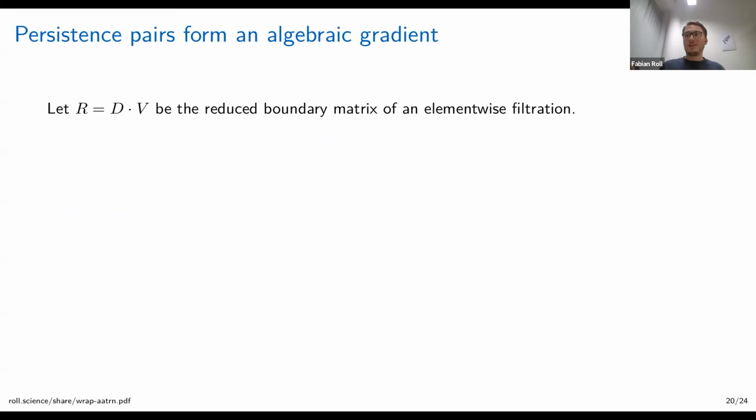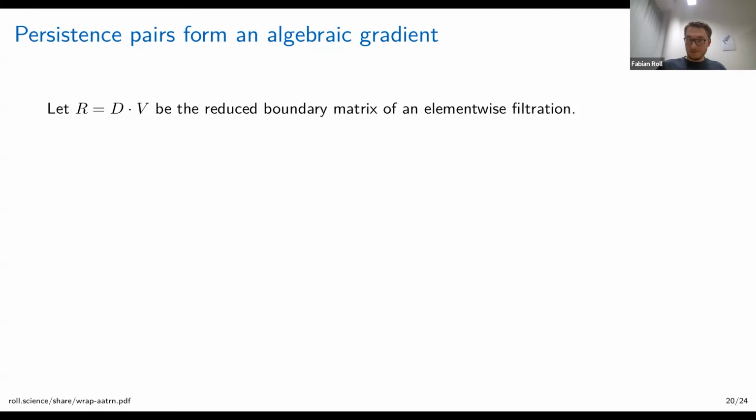This was the end of the expository part of the talk, and in the remainder of the time, I would like to show you some technical aspects that I personally find interesting. And first of all, what I want to do is explain to you how persistence pairs form an algebraic gradient. To this end, we first consider R equals dV, the reduced boundary matrix of a simplex-wise or element-wise filtration.